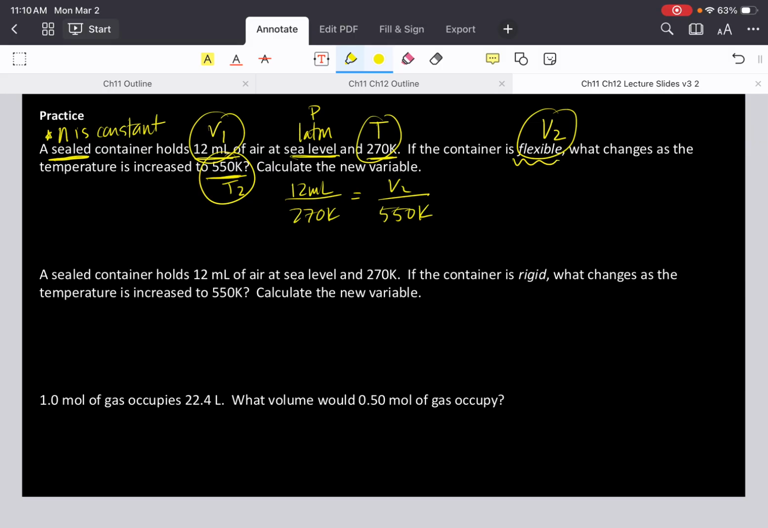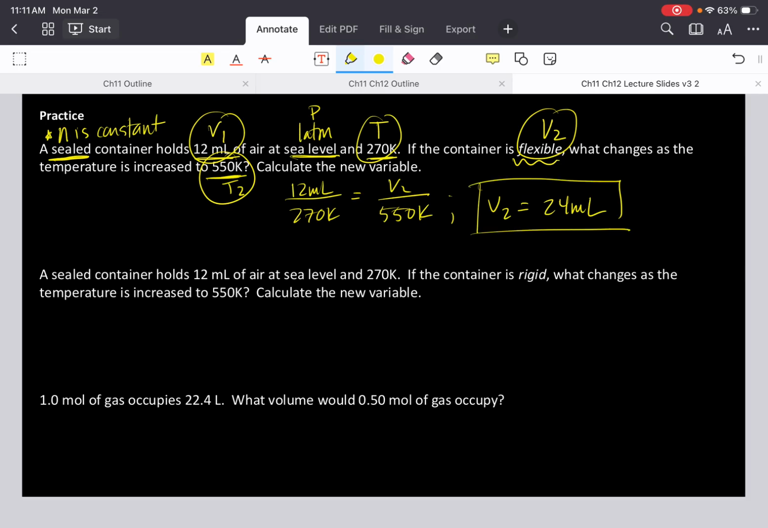What that means, though, is I need to bear in mind that once I solve for this, the units of V2 are going to be in milliliters. And if we do this right, we should get 24 milliliters as our volume. And then we would stop and reason through that. Okay, if I increase the temperature, does it make sense that the volume went up? Yes, it does, because they're directly related.